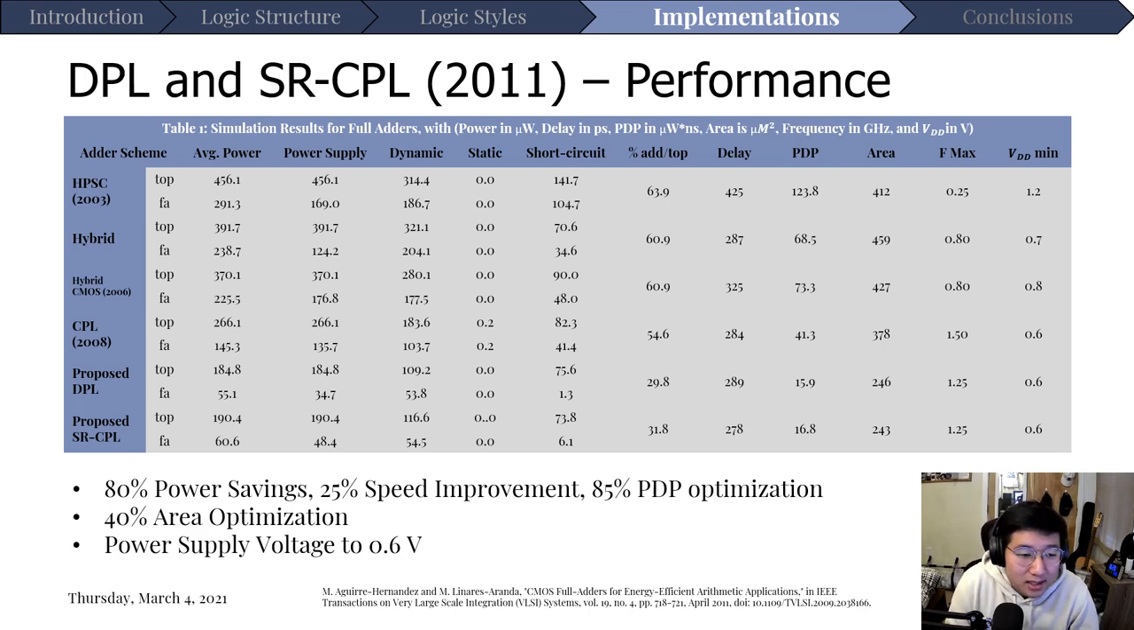Right? If you look at HPSC, that's the 2031 that we looked at. The hybrid CMOS is the 2006, and the new CPL is the 2008 we look at. Top refers to the entire test benches, statistics, and FA refers to just the full adder. But if we just look at it across, in terms of both power, delay, area, it's just huge improvements, right? Compared to the HPSC, all these are a comparison to the worst case, but 80% power savings and 25% speed improvement, which leads to an 85% power delay product optimization, right?